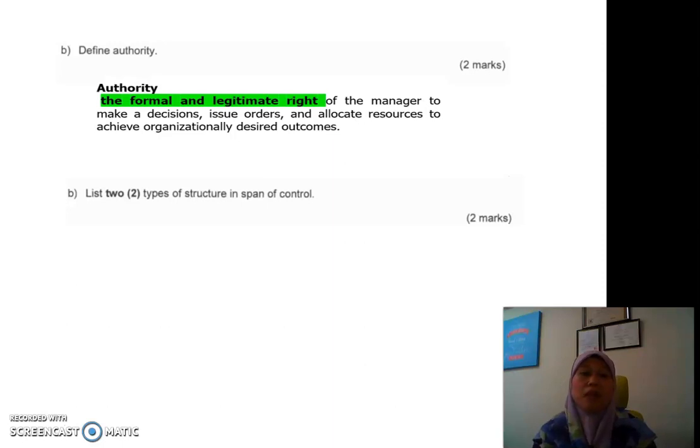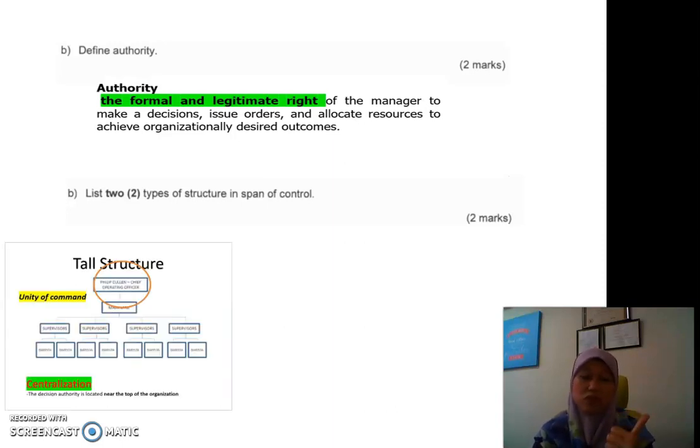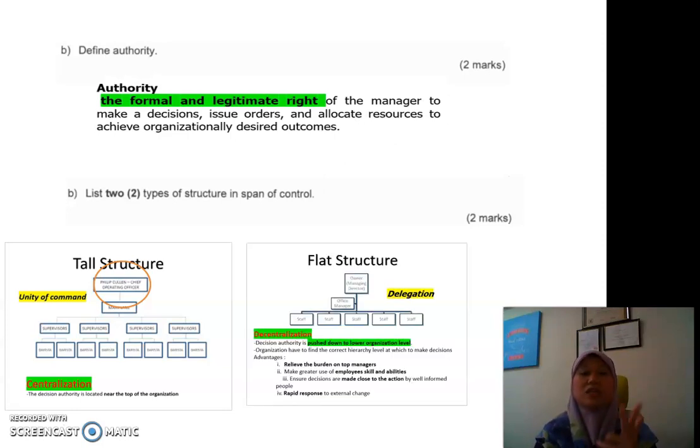And then the second part is to list two types of structure in span of control. We know that there are two. The first one is the tall structure, involving centralization, and the other one is the flat structure, involving delegation. Both have pros and cons. It depends on the situation of the organization. Sometimes it's better to have a tall structure, and sometimes it's better to have a flat structure.